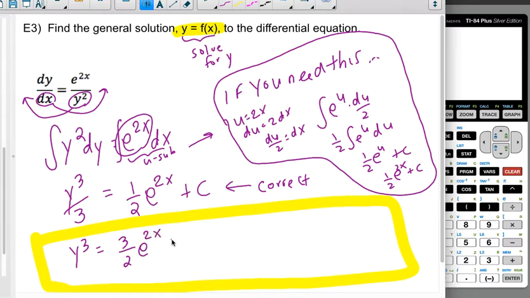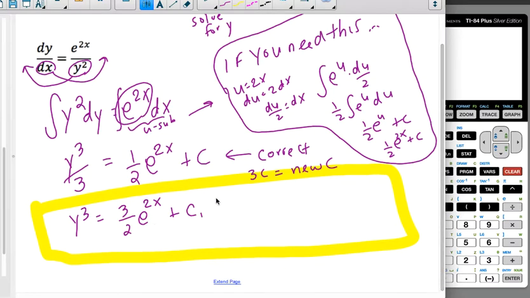And then I'm going to show you a little bit of a trick. I'm going to write plus c sub 1. The reason I can write that is because 3 times c is some new constant. And I don't have to call it c sub 1, I can just call it c if I want. But if you want to make it clear that it's a different c, call it c sub 1, that's fine. But 3 times an arbitrary constant is a new arbitrary constant.